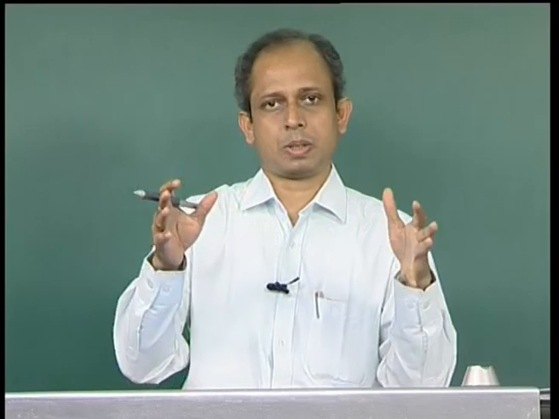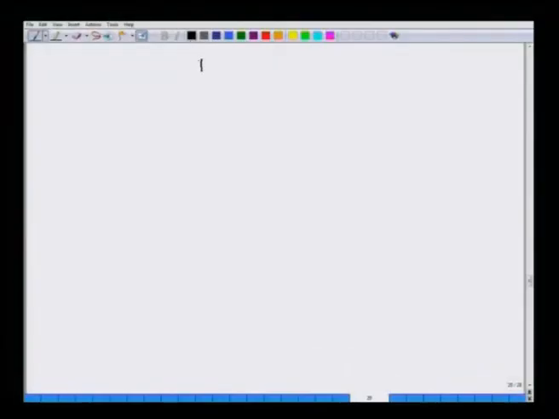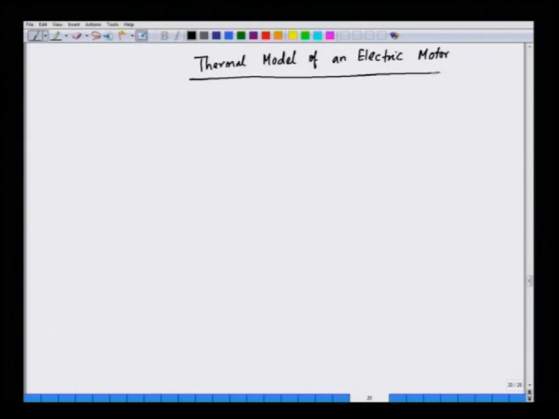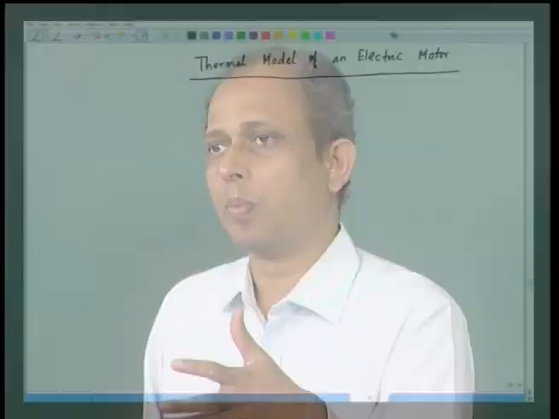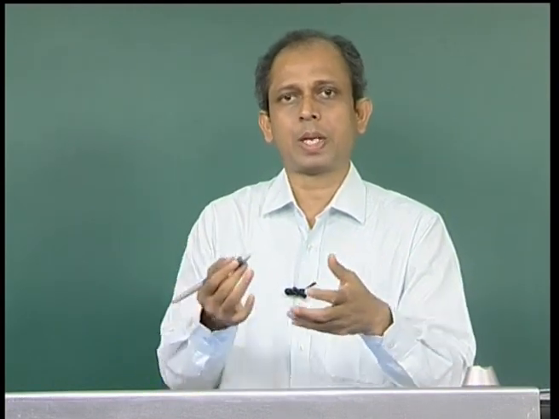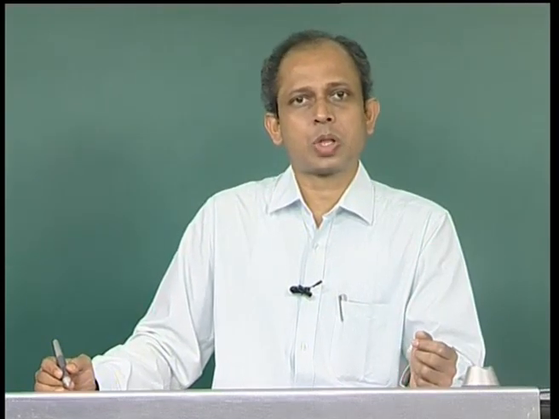What we do here is consider the motor to be a homogeneous body to simplify our calculation. So, let us look at the thermal model of a motor. The thermal model of an electric motor. We assume that the motor is a homogeneous body, made of homogeneous material, and there is some loss occurring inside the motor, and hence some heat is generated inside the motor. This heat is dissipated to the surrounding primarily by convection. So, we have heat generated and heat dissipated, and whatever heat is trapped inside is responsible for raising the temperature of the motor.